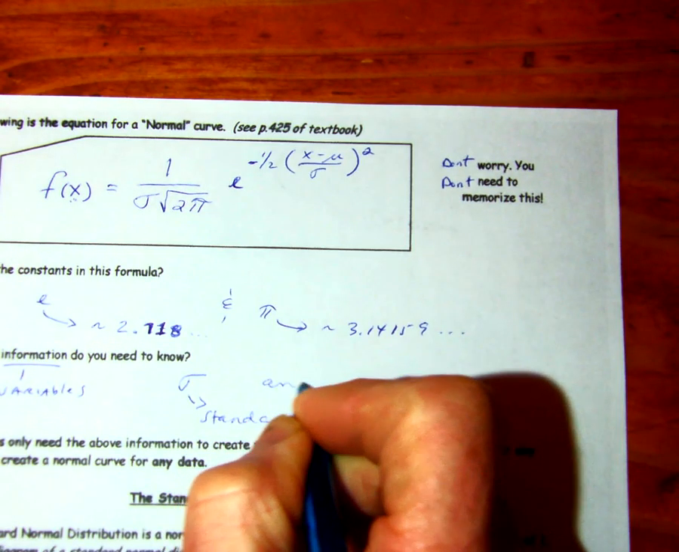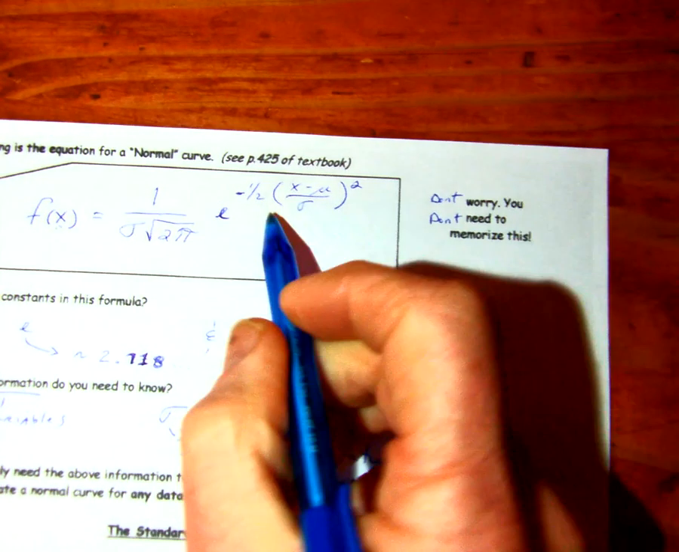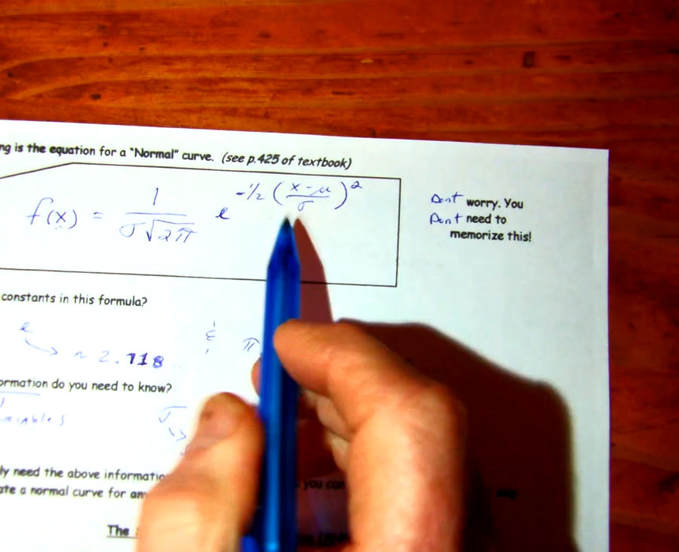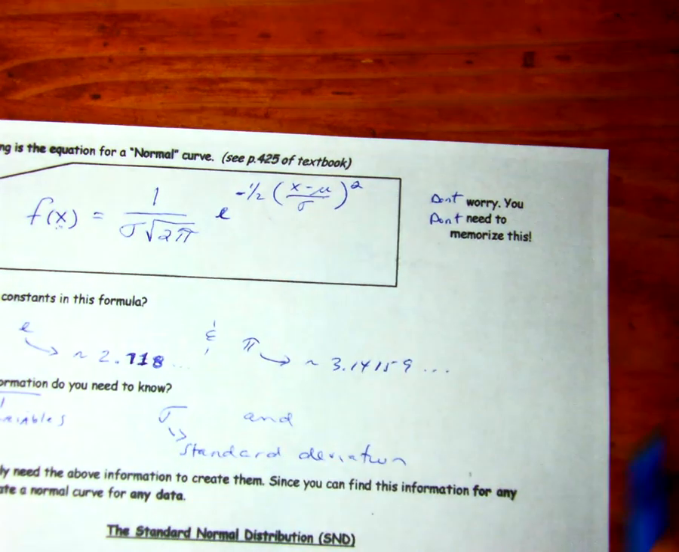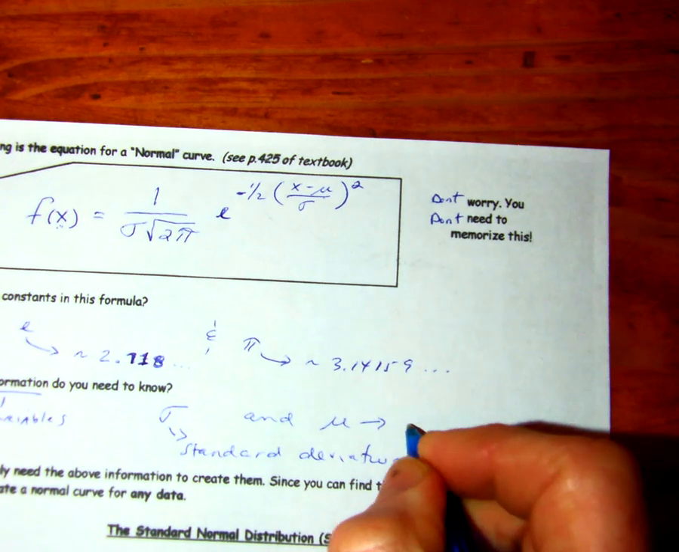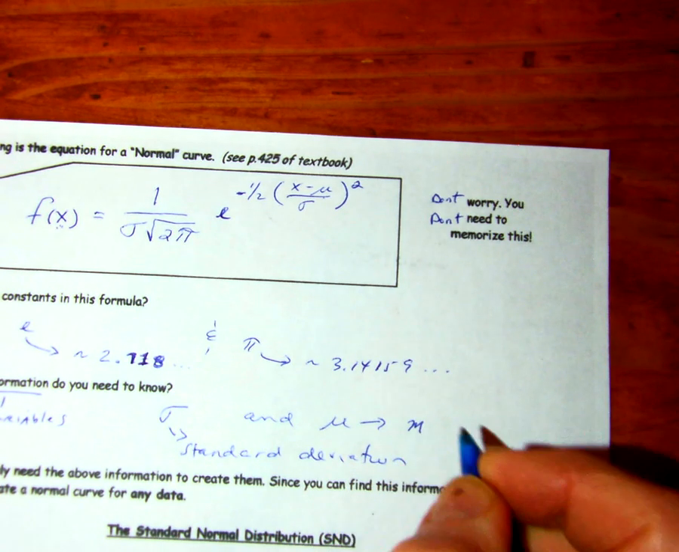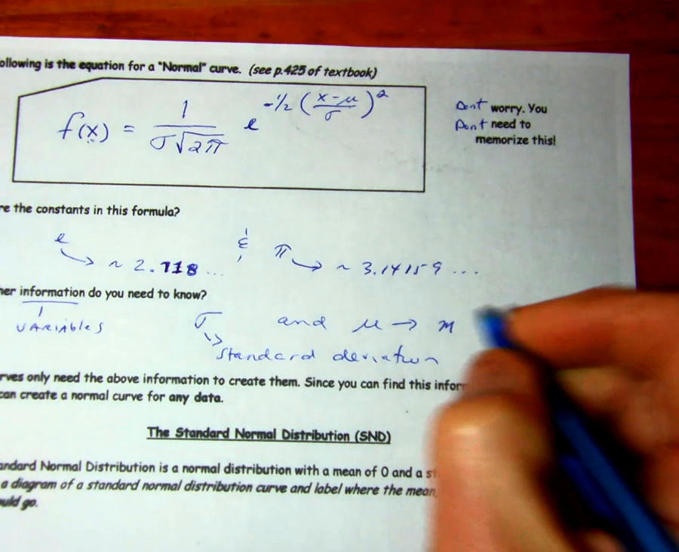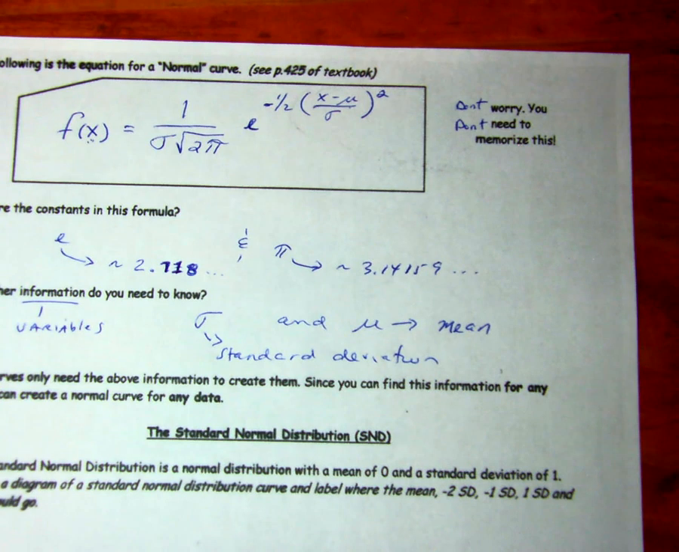And what's the other one? I know what the other sign is, but what the heck is this? mu. Yeah, which is the average. Yeah, the average, all the numbers. The mean, the average, yeah.